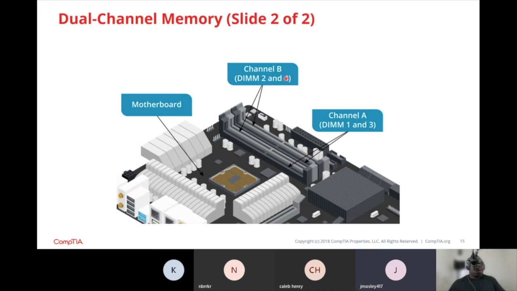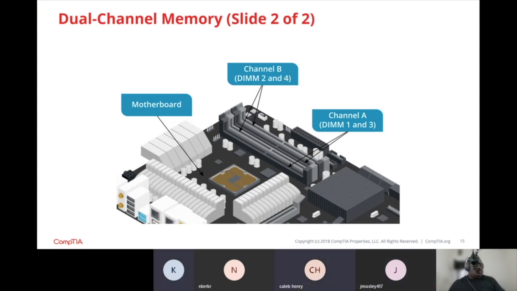Does it mean all four? Does it mean like 2 and 4 and 1 and 3 have to be identical? 2 and 4 and 1 and 3. That's why it's channel A and channel B. Yeah, so that's why they're different colors as well, meaning that the motherboard can use two different types of RAM, but in some of those slots, you're going to have to put the same exact type of RAM. You can't mix it up.